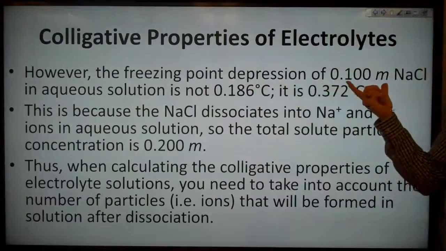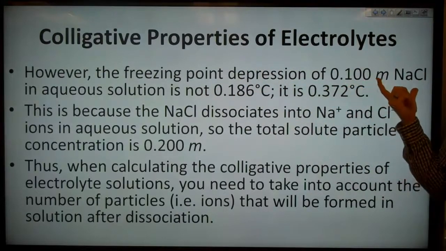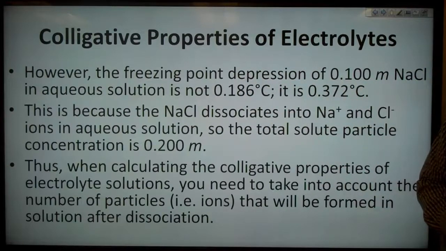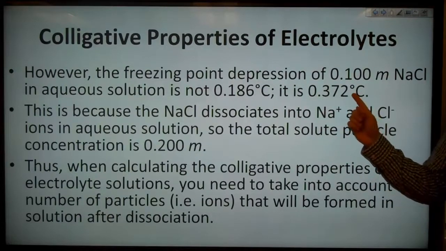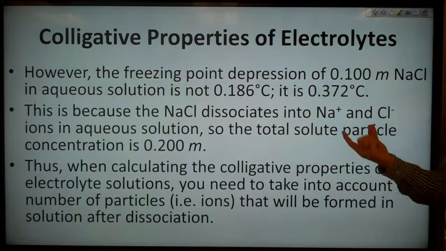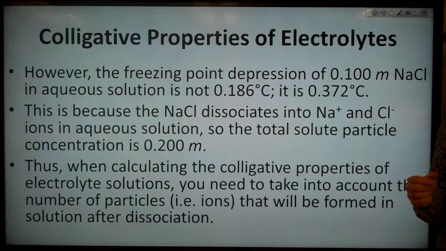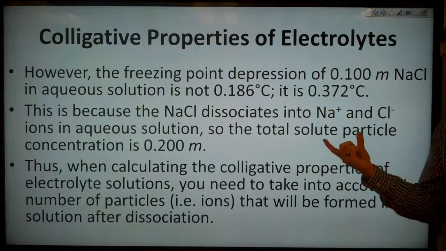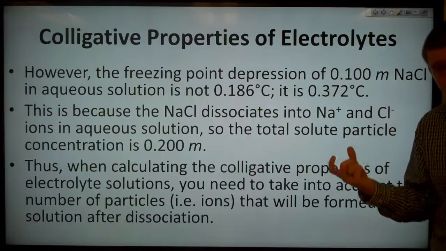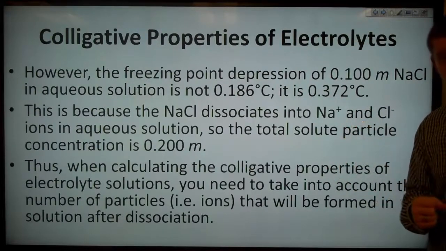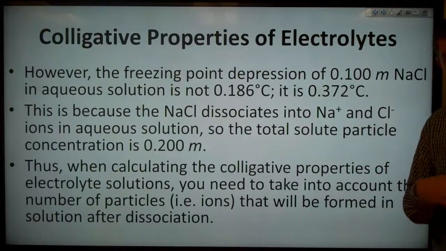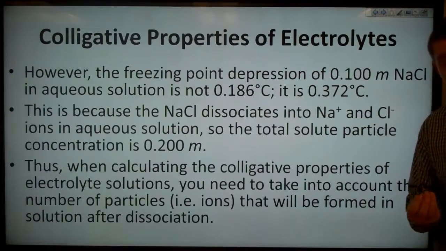But the freezing point depression of 0.100 molal sodium chloride in aqueous solution is not 0.186 degrees Celsius. It is, in fact, double that at 0.372 degrees Celsius. And this is because the sodium chloride is dissociating into sodium ions and chloride ions in aqueous solution. So the total solute particle concentration is 0.200 molal. And the only thing that matters in our calculation for freezing point depression or osmotic pressure or boiling point elevation is the molality of our solute.